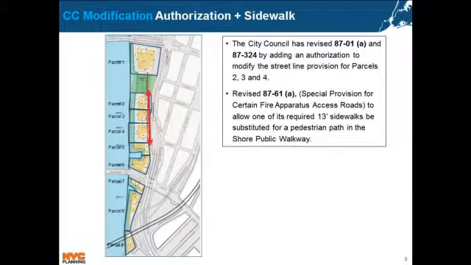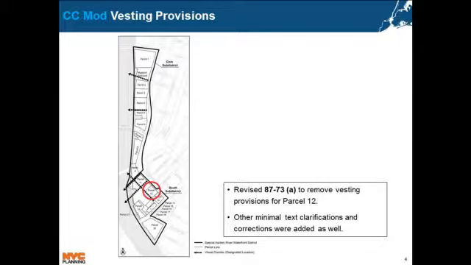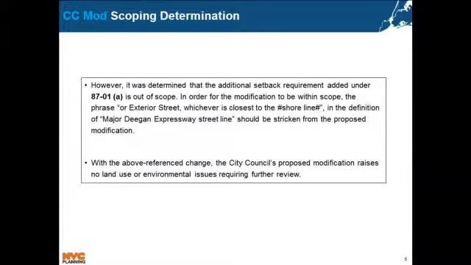As a summary of their City Council mods, City Council has revised 87324 by adding an authorization to modify the streetlight provisions for parcels 2, 3, and 4. They also revised 8761A, the special provision for certain fire apparatus access roads, to allow one of its required 13-foot sidewalks to be substituted for a pedestrian path in the shore public walkway. In terms of vesting provisions, they also revised 8773A to remove vesting provisions for parcel 12. This parcel will then have to comply with the new special district rules.